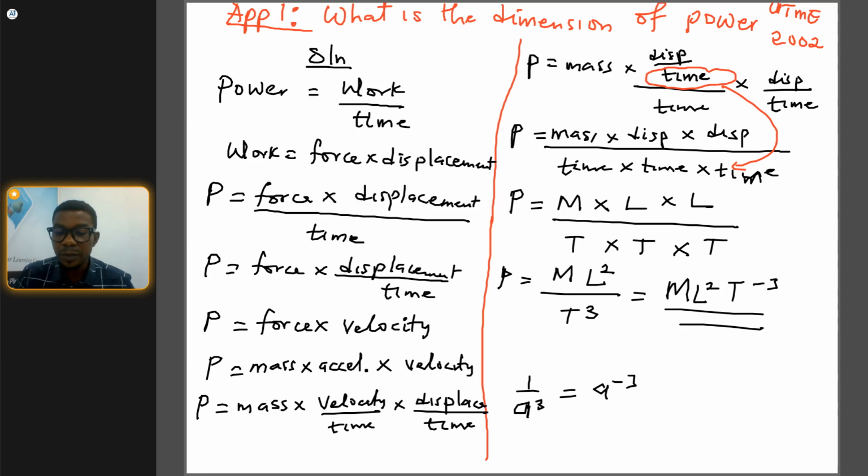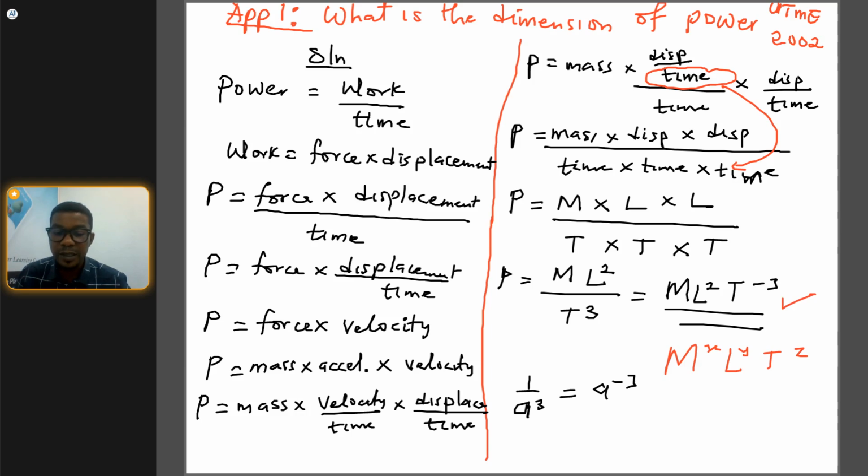But before that, let me chip in that sometimes you'll be given a question and you'll be asked to find a value of X, Y, and Z, because those questions also come in UTME. Let's say I have M^X L^Y T^Z. So we are asked to find the value of X, Y, Z for the dimension of power. Take note. Find the value of X, Y, Z for the dimension of what? Power. And we've solved for power. This is the dimension of power.